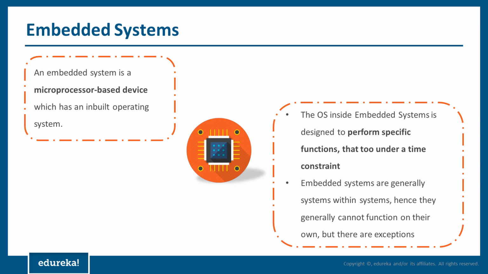And embedded systems are generally systems within systems. Hence, they generally cannot function on their own, but there are exceptions. So typically, as I told you, embedded systems are a part of sensors. They are not computers by themselves, but they have basic intelligence to do the basic logic of collecting the information and throwing it out on some network.